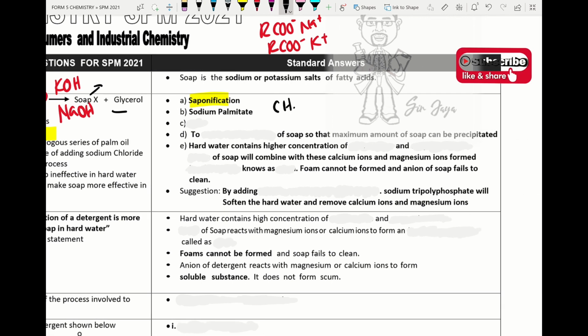Please remember palm oil: CH3(CH2)14COO⁻ Na⁺. Okay, please remember this one, 14. All right, please remember 14, sodium palmitate.